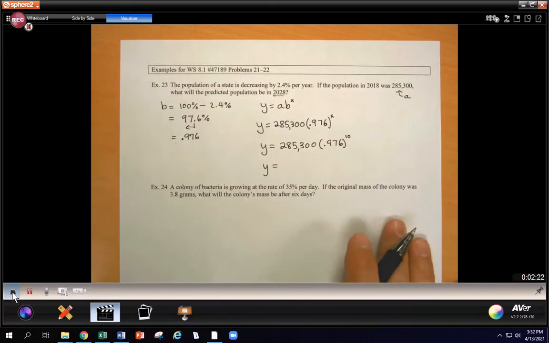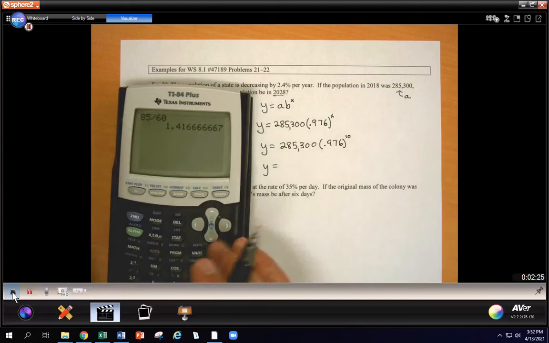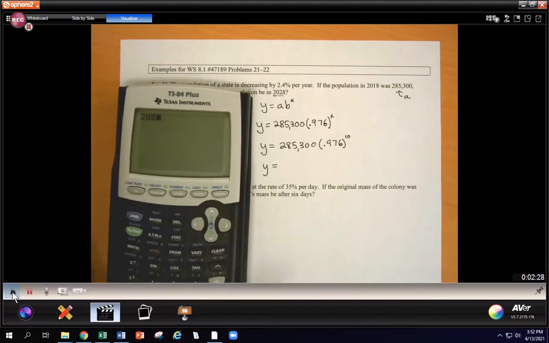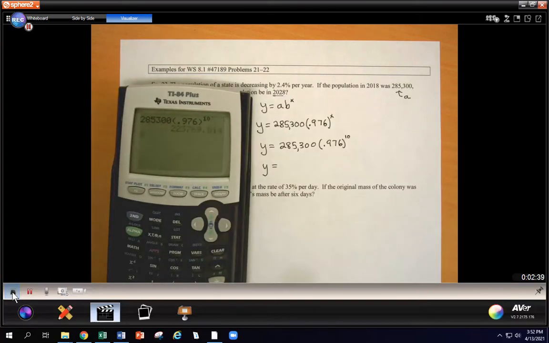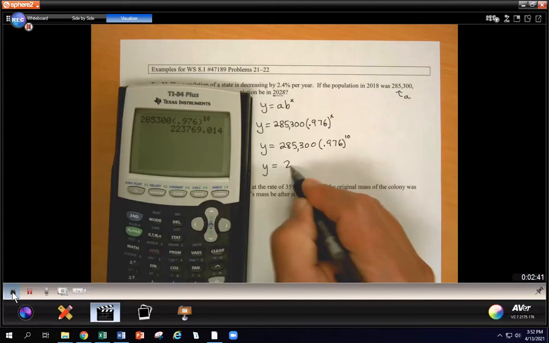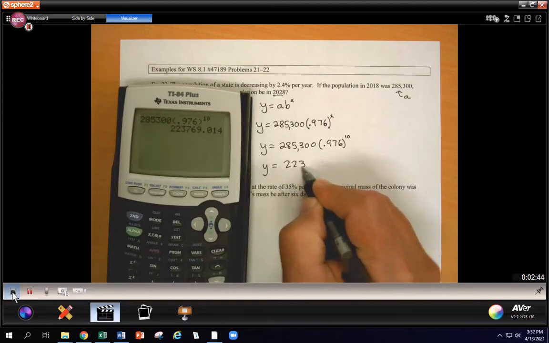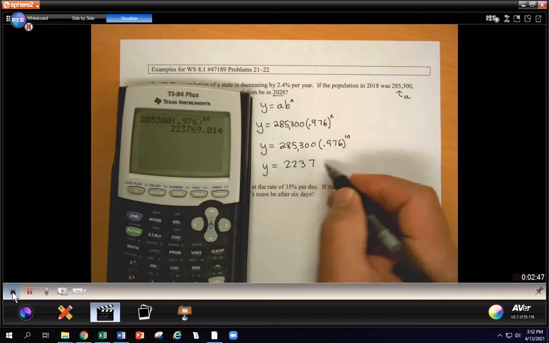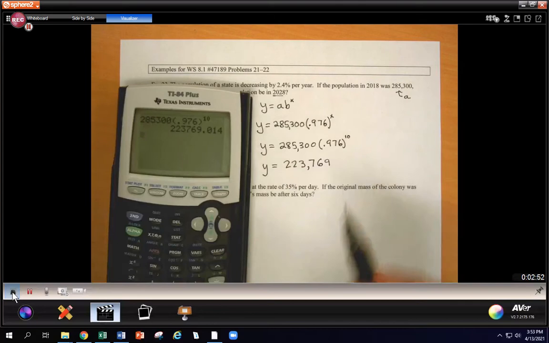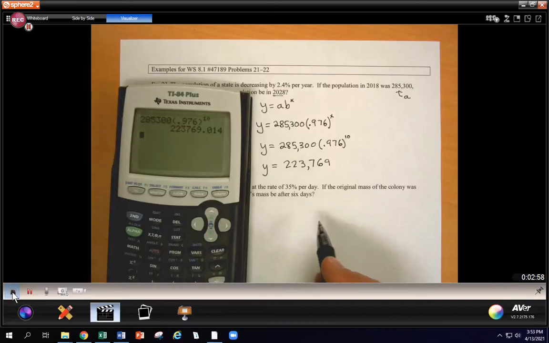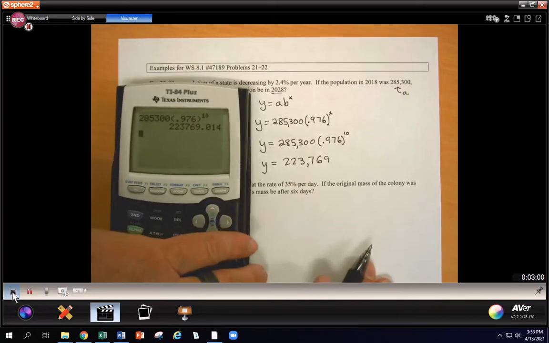So let me type this in using the home screen here. And I'm using the exponent key over here on the right. So my final answer here is, I'm just going to round this off a little bit, 223,769. The decimals don't make any sense because these are people and we don't want to chop people up. Quite practical. You'll end up in jail if you do.